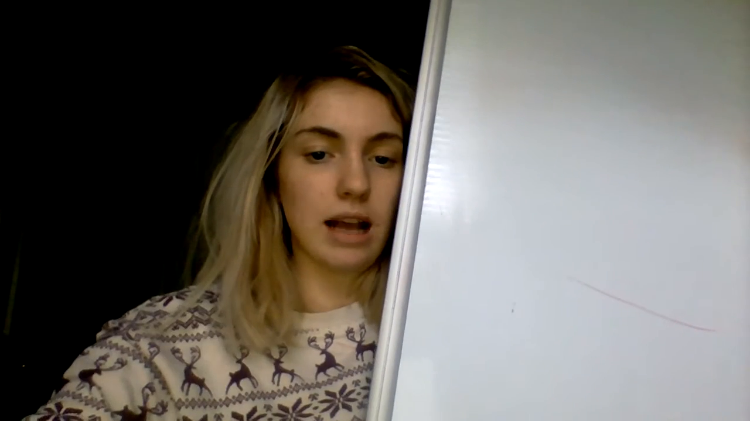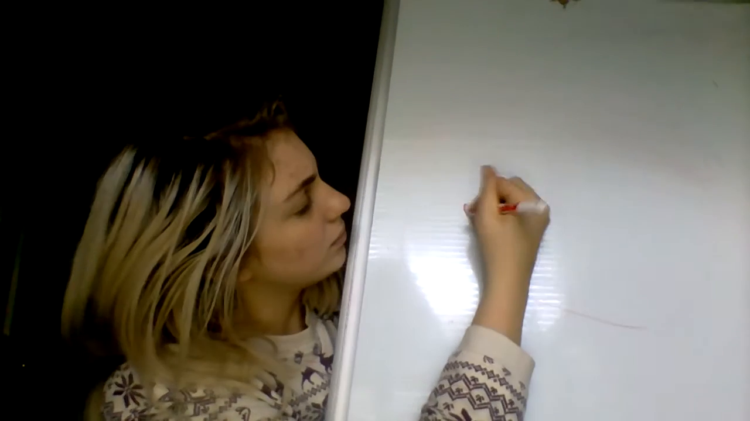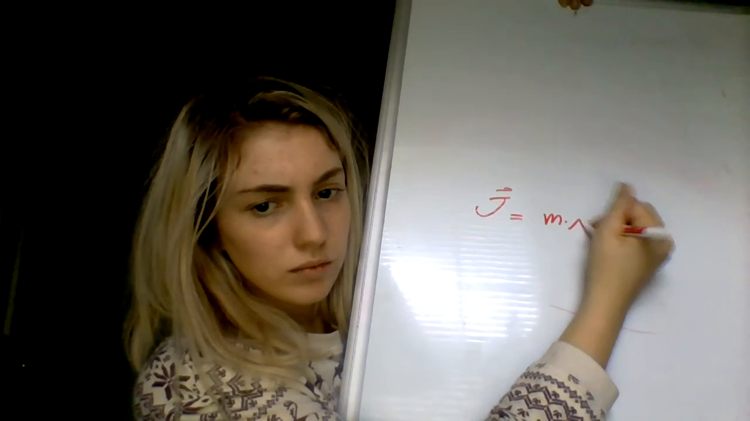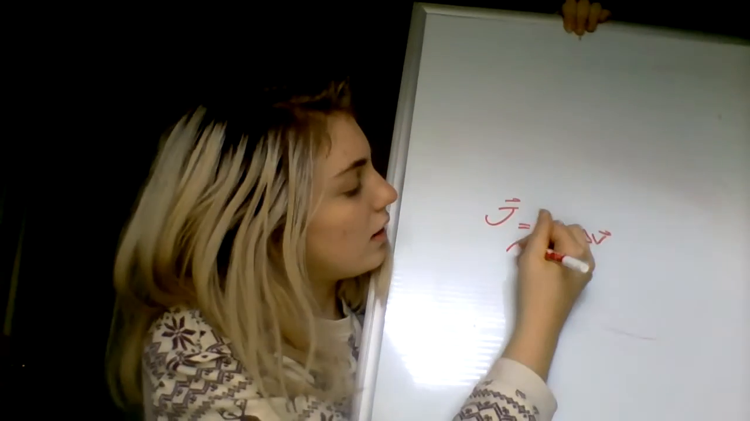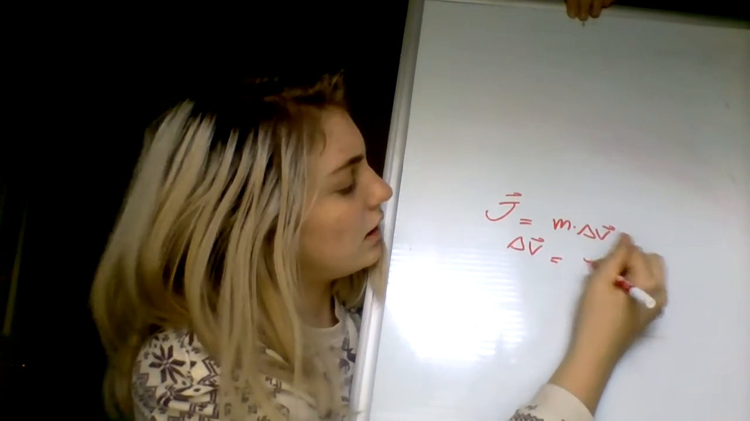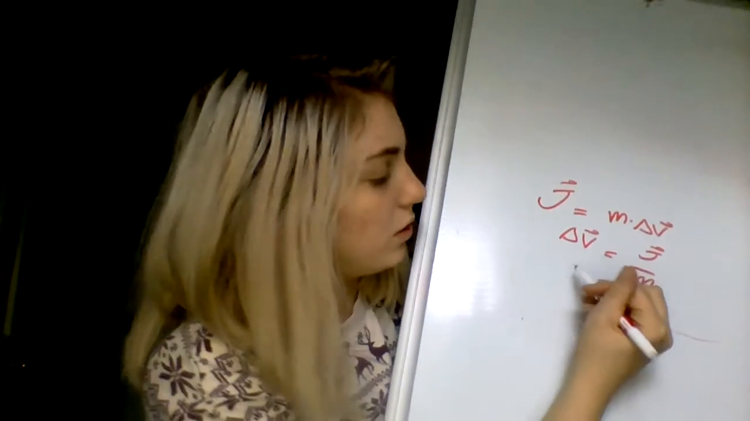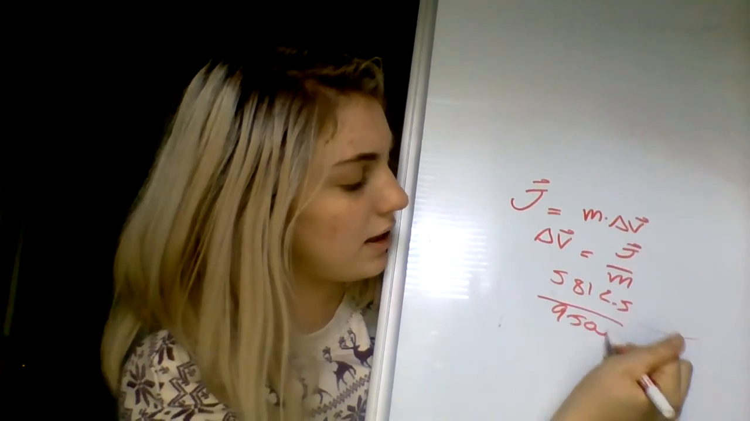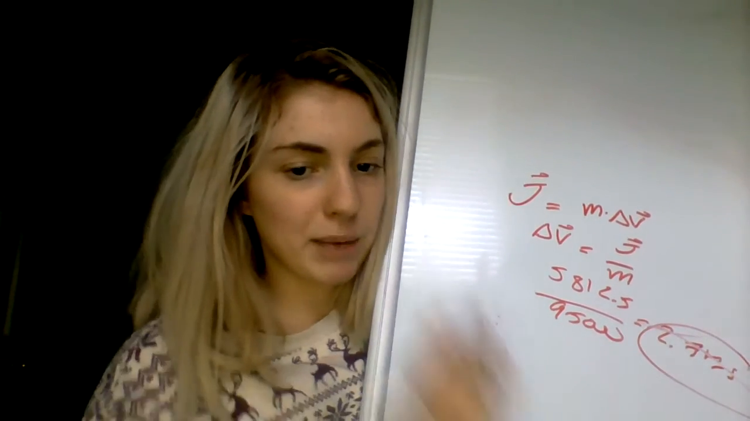For part C, we substitute the equation I just used into the first equation I used. Therefore the change in velocity is this over this, and then we just plug in the numbers we have. So we do 5812.5 over 95,000 and that equals 2.7 meters per second, and that is for part C.